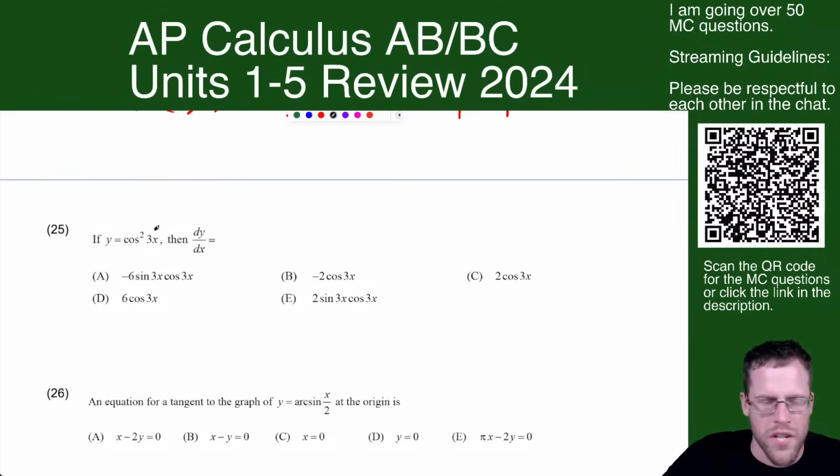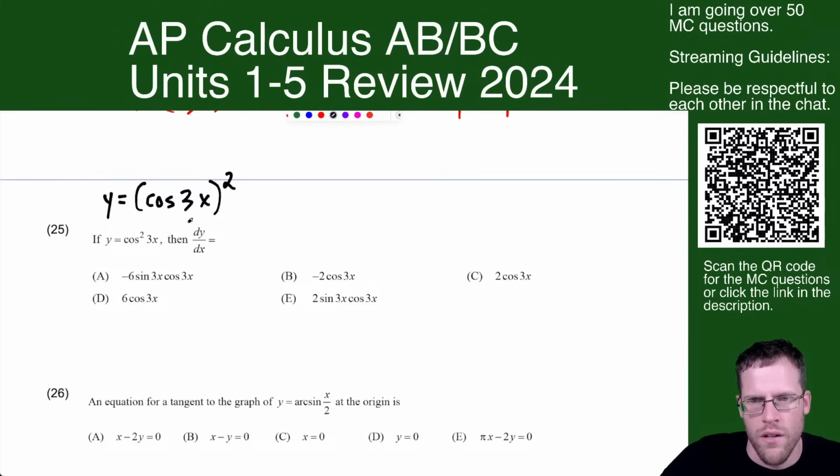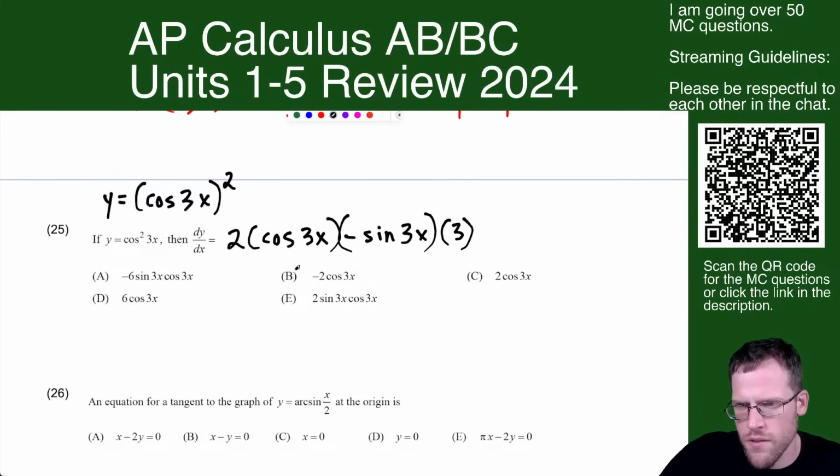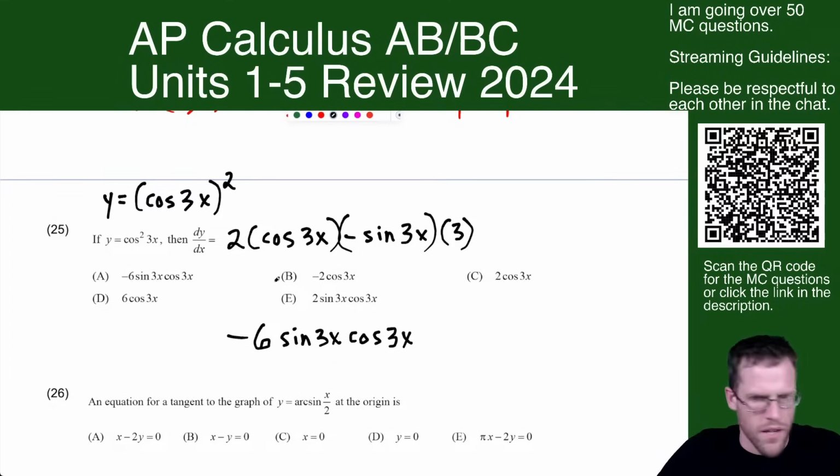But here we go, an annoying chain rule. So one like this, if we rewrite this as cosine of 3x to the second power, now we're doing the chain rule. So we're doing the derivative of the outside, power rule. And then we power rule the outside to the first power. Now the derivative of cosine 3x is negative sine 3x. But that's the derivative of the outside. We still have to multiply by the derivative of 3x, which is 3. Now here I have a positive times a negative, which is negative. 2 times 3 is 6. I have sine 3x, cosine 3x. And that's choice A. Cool.